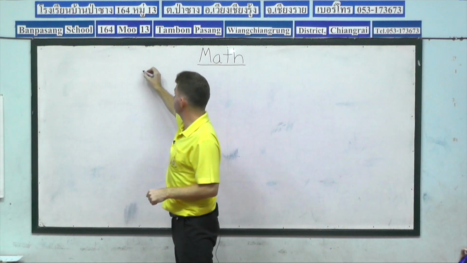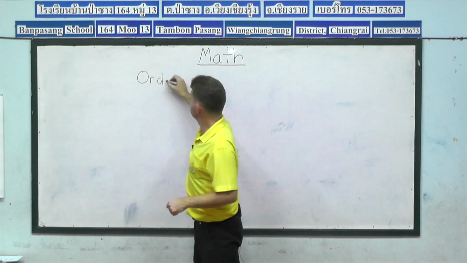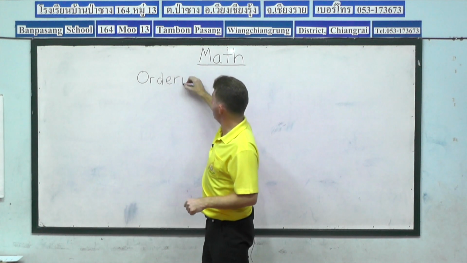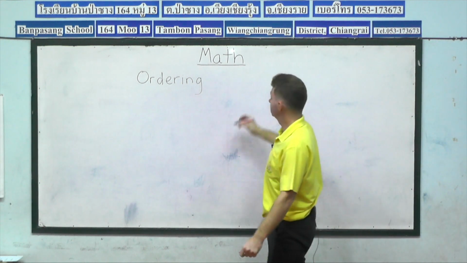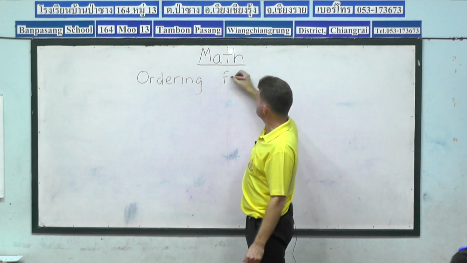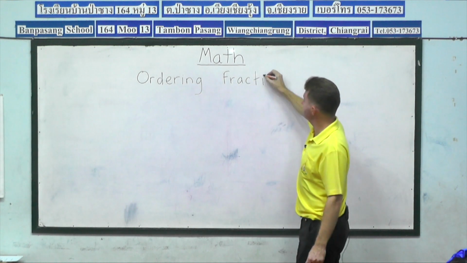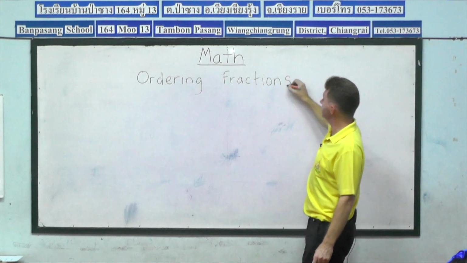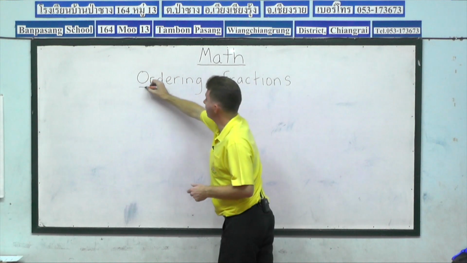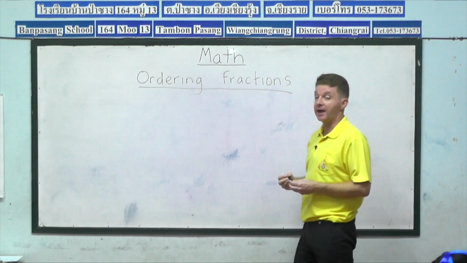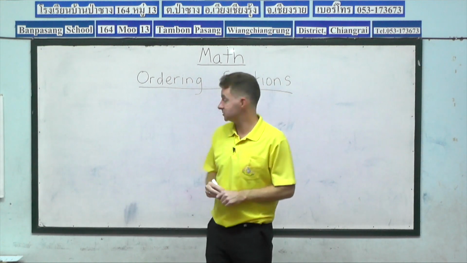So let's write that phrase on the board. O, R, D, E, R, I, N, G. Ordering. And fractions, F, R, A, C, T, I, O, N, S. So all together, ordering fractions. Okay, and remember our 2 different ways of ordering fractions.